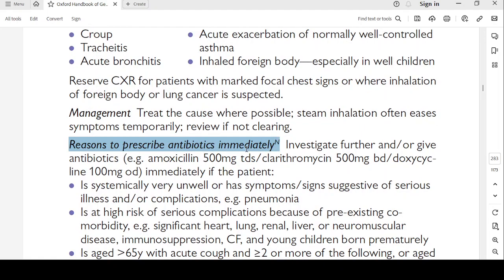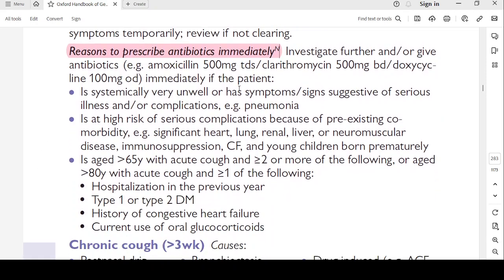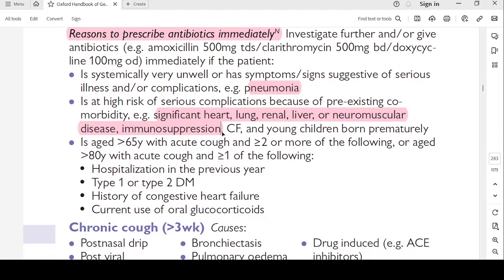Reasons to prescribe antibiotics immediately when there is a cough. Investigate further or give antibiotics, for example amoxicillin 500 mg TDS, clarithromycin 500 mg BD or flucloxacillin 1 g OD, immediately if the patient is systemically very unwell or has symptoms or signs suggestive of serious illness or complications, for example pneumonia. When there is pneumonia, you need to give antibiotics. Also if at high risk of serious complication because of pre-existing comorbidity, like significant heart, lung, liver, renal or neuromuscular disease, or immune suppression, then you give antibiotics. Cystic fibrosis, young children who were born prematurely, you need to give antibiotics.